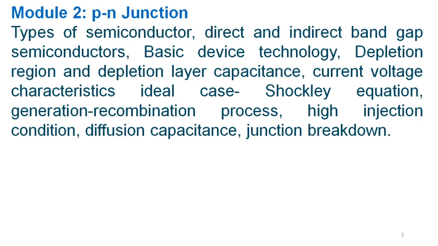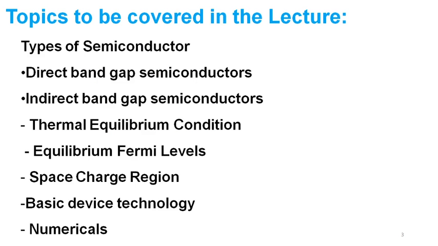This module 2 will mainly go through different topics, such as the types of semiconductor, meaning the direct and indirect bandgap semiconductor, and how they are distinguished from each other with different points. Then fabrication of PN junction, that is a basic device technology. Then depletion region, depletion layer capacitance, then IV characteristics with the Shockley equation, then generation recombination process. As in the previous chapter, now we have to go for PN junction, then the high injection condition, diffusion capacitance, and various types of junction breakdown we will also see in this chapter.